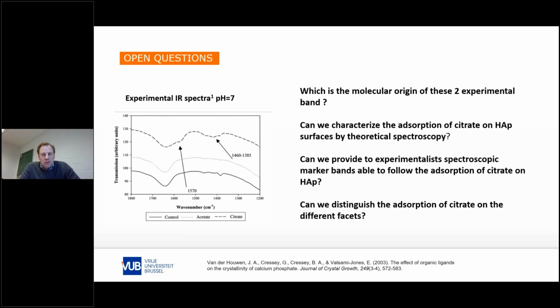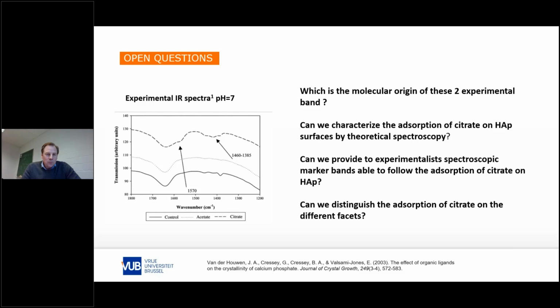Can we characterize the sorption of citrate, the geometry, and then also can we assign the different peaks? So can we couple structure with the theoretical spectroscopy? And then can we provide a marker to the experimentalist from our theory? Of course we can do this on the different facets, because experimentally, it's difficult to do these experiments on monofacets and monocrystals with a particular orientation. So we need to know which is the surface. So this makes the system more complex.